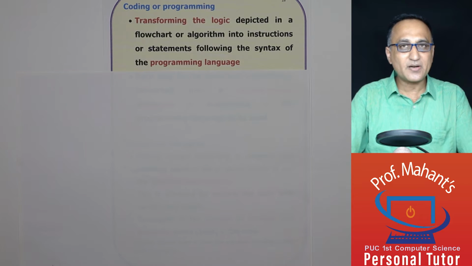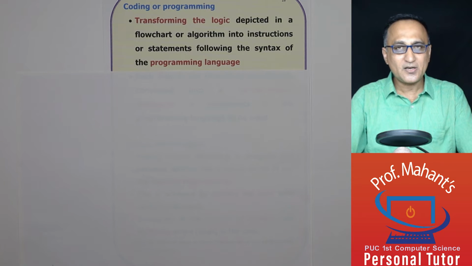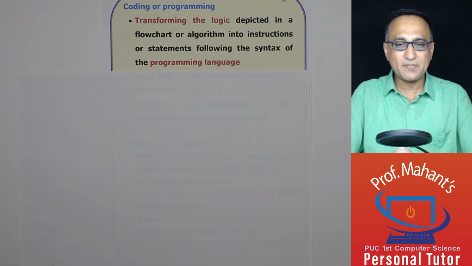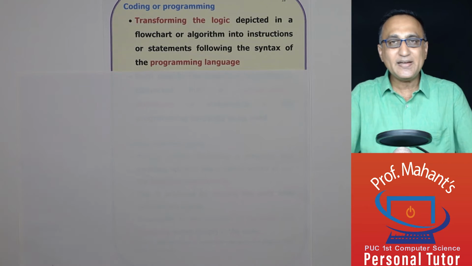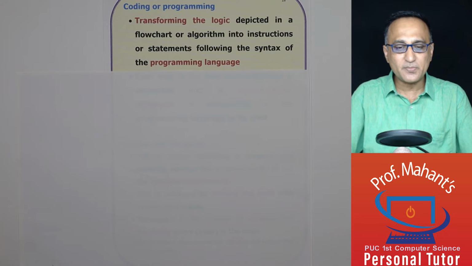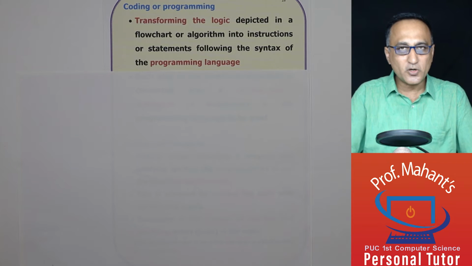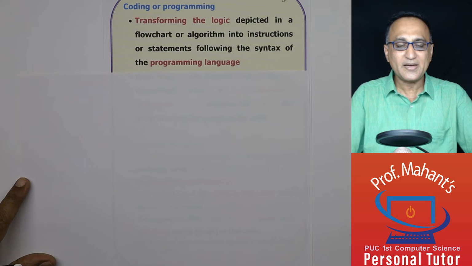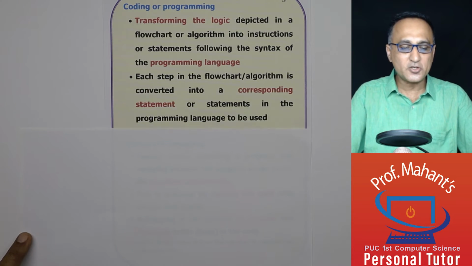The next step after drawing a flowchart or writing an algorithm is transforming that particular programming logic from a flowchart or algorithm into equivalent instructions or statements in a programming language. So whatever logic you have written using algorithms or flowcharts can very easily be converted line by line into code in any given language. That's why when we write an algorithm, we try to make it independent of any language.